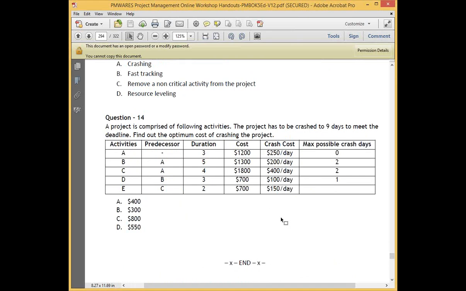I want to describe this also. See, if you look at the critical path, you will find B and A on the critical path, right? Both can be crashed. If I crash A by 2 days, my cost is 400. If I crash B by 1 day, which is possible, and crash A by 1 day, my cost will be 300.